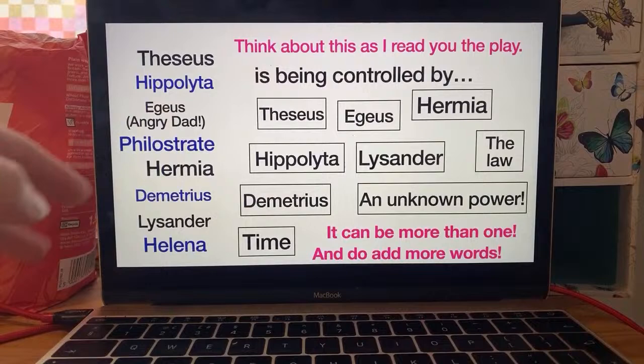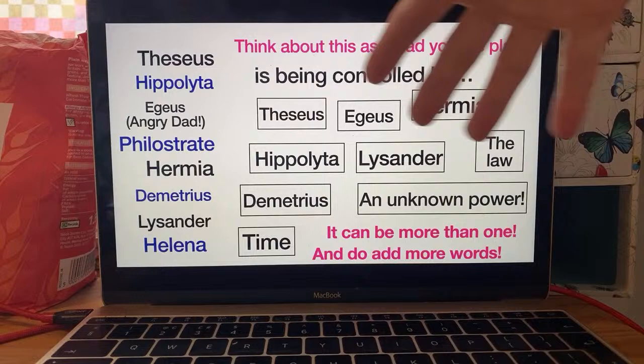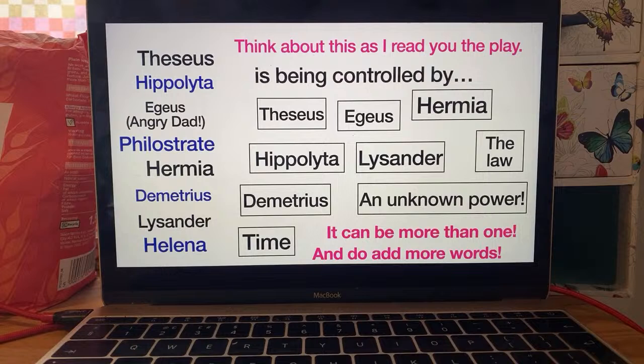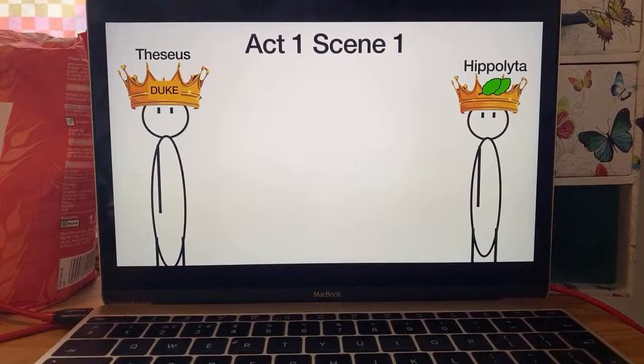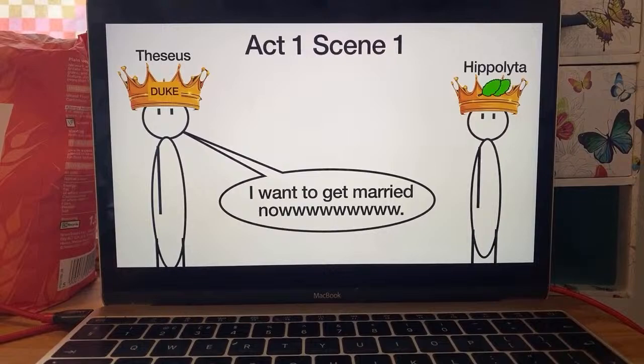So I think there's various things they're being controlled by. They are being controlled by each other, but also maybe the law, also time, also maybe an unknown power. So just think about, as I tell you how the play begins, who is controlling who. It could definitely be more than one, all right? So last week, I said that Midsummer Night's Dream starts with Theseus the Duke coming on stage and saying, I want to get married now. Let's do it a little bit more properly, because obviously that's not what he says.